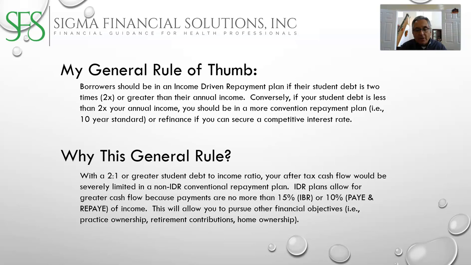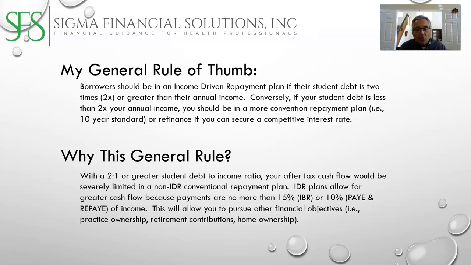So why this general rule? It's because if your ratio is 2-to-1 or greater, so much of your income would be dedicated to your student loan payment in a more fully amortized conventional payment that it would delay some other productive financial opportunities. What I mean by that is practice ownership, contributing to retirement accounts, home ownership.